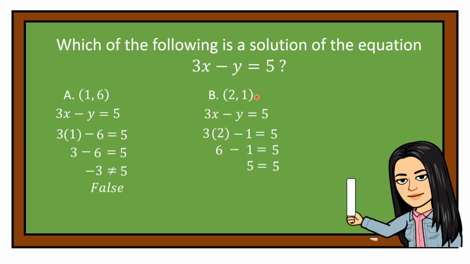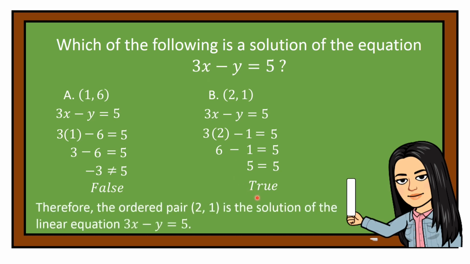Therefore, this ordered pair (2, 1) will give us a true statement in substituting the values of x and y. So therefore, the ordered pair (2, 1) is the solution of the linear equation 3x minus y is equal to 5.